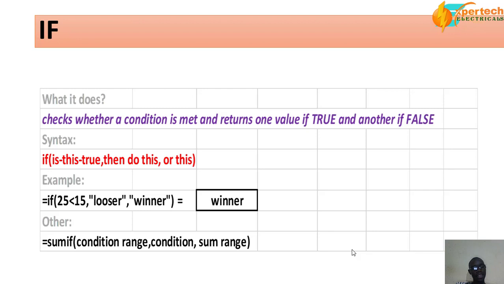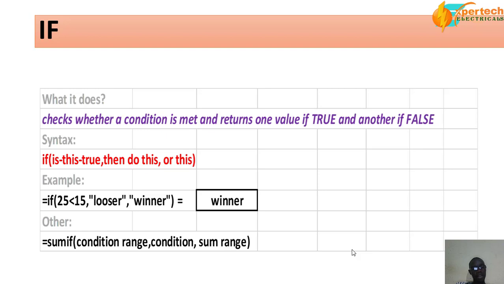Then let us just start with an if. An if formula checks whether a condition is met and returns one value if true, and another if false. For example, we can use a value like if 25 is less than 15, then it's a loser, or else it's a winner. So the output value will be a winner, because 25 is greater than 15.